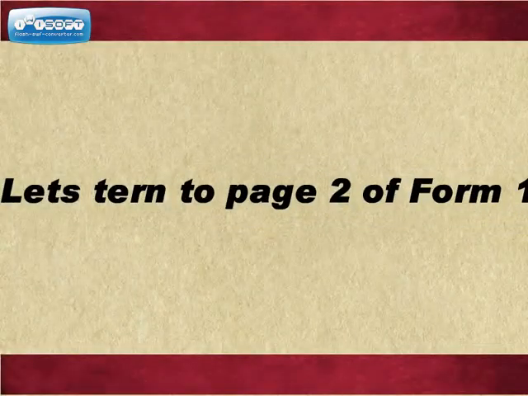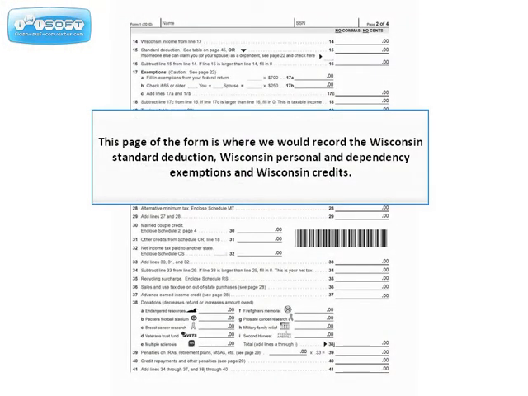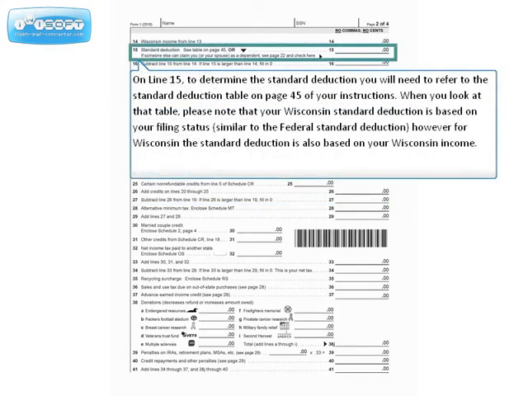Let's turn to page 2 of Form 1. This page of the form is where we would record the Wisconsin standard deduction, Wisconsin personal and dependency exemptions, and Wisconsin credits. On line 15, to determine the standard deduction, you will need to refer to the standard deduction table on page 45 of your instructions.